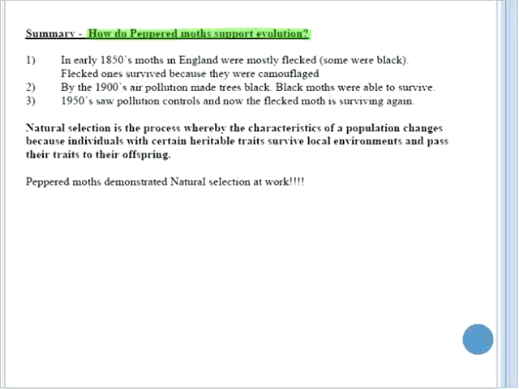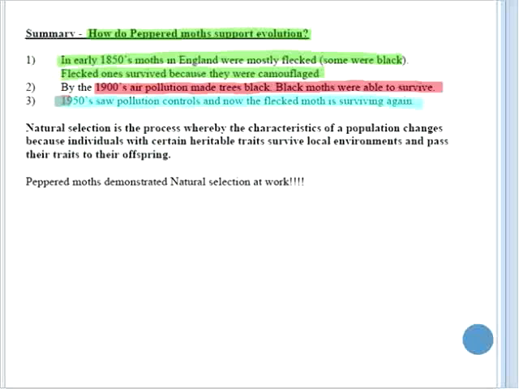In the early 1850s, moths were mostly flecked, some black. Flecked ones survived because they were camouflaged. In the 1900s, air pollution made trees black. Black moths were able to survive. In the 1950s, pollution controls were in place, and the flecked moth began surviving again.